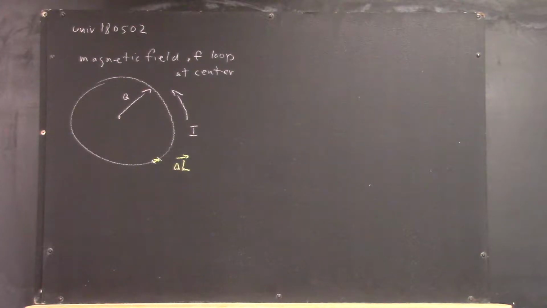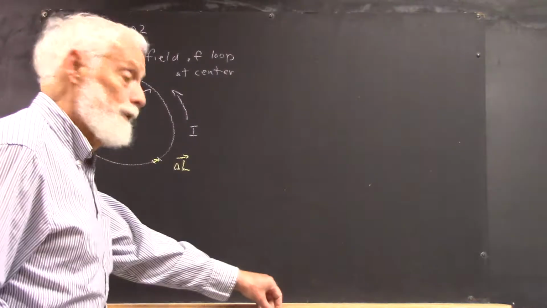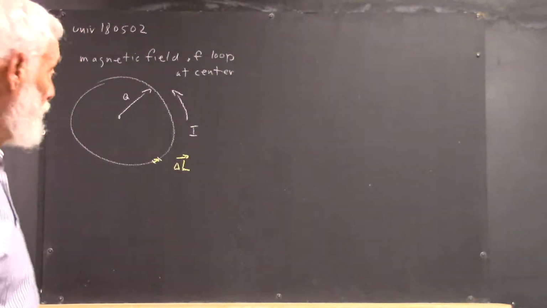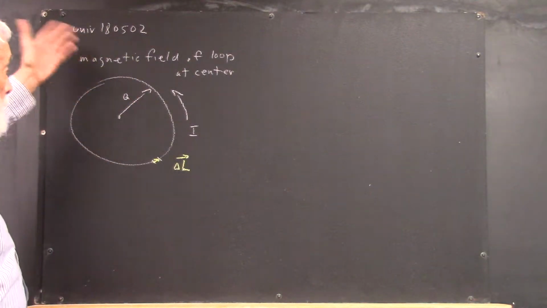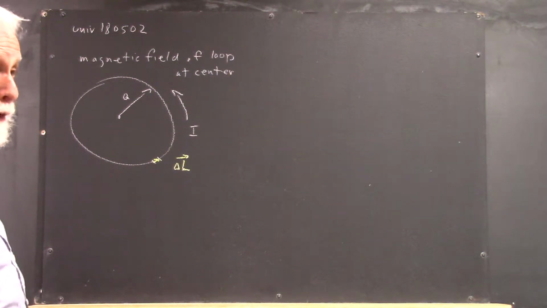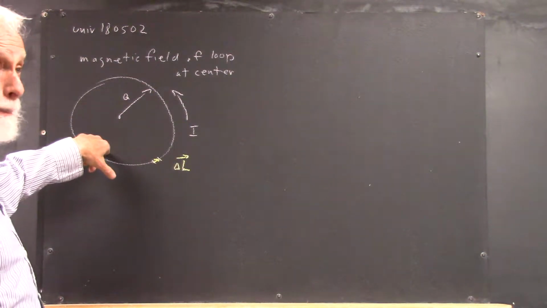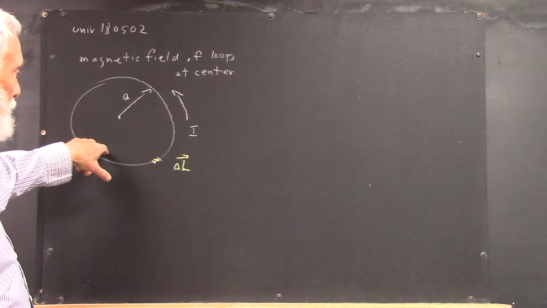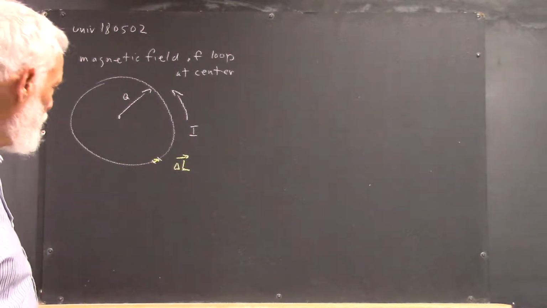Okay, so we were looking last time at the law for the magnetic field, and we had to stop because we ran out of time. We want to find the magnetic field of a circular loop. Now that doesn't look like a circle, but it's supposed to be. It's not one of my better circles.